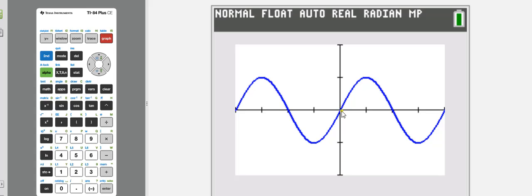And notice, when you look at the graph of sine x, you start from 0, and then you go all the way up to 1, you come back down to 0, and you go down to negative 1, and then you go back to 0. And we call this one cycle because this cycle repeats.